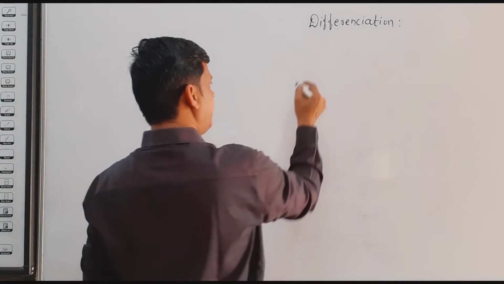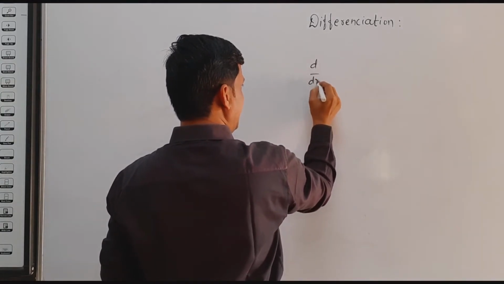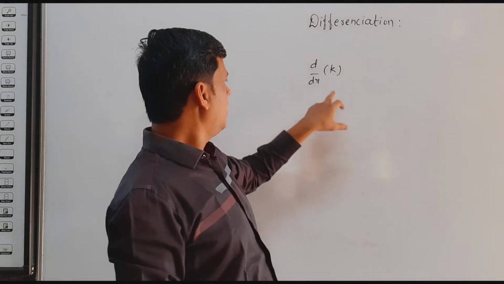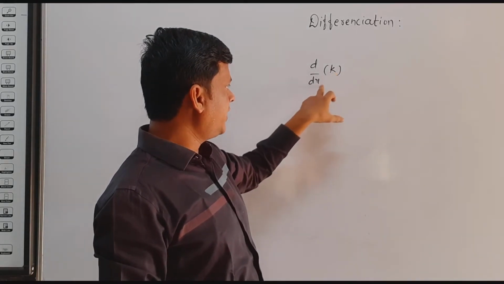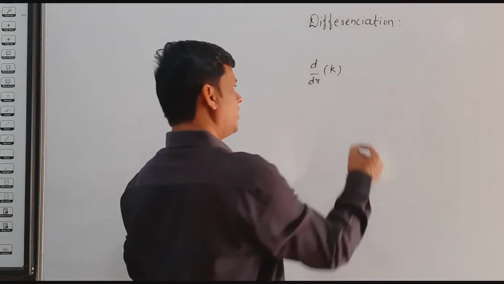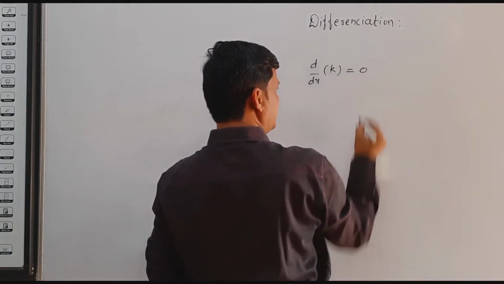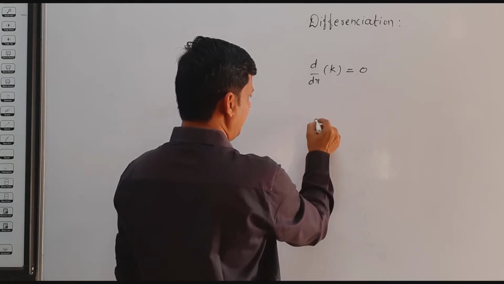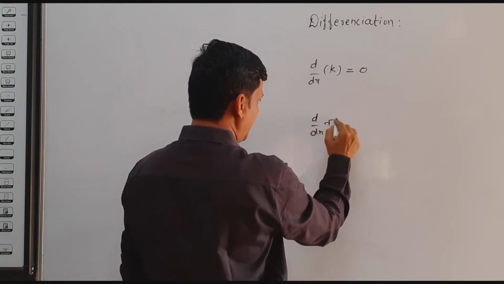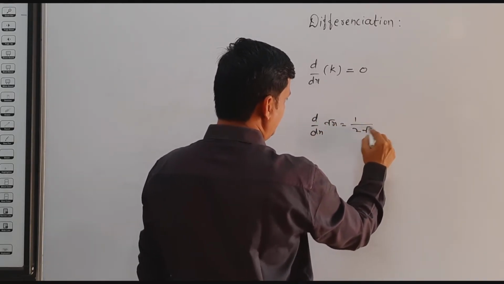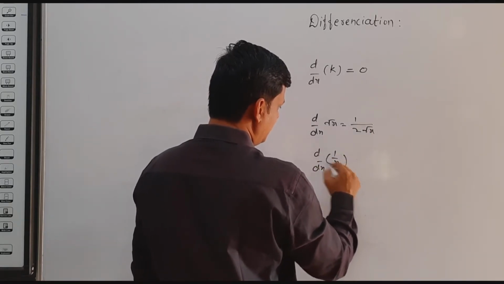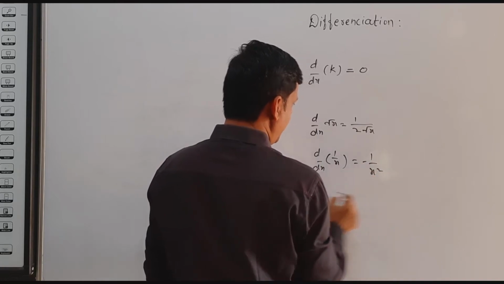Then next, the derivative of a constant function, d by dx of k. Here k is a constant. We differentiate the constant k with respect to the variable x. So the derivative of a constant is always 0. Then one more formula: d by dx of root x is 1 upon 2 root x, and d by dx of 1 upon x is equal to minus 1 upon x square.